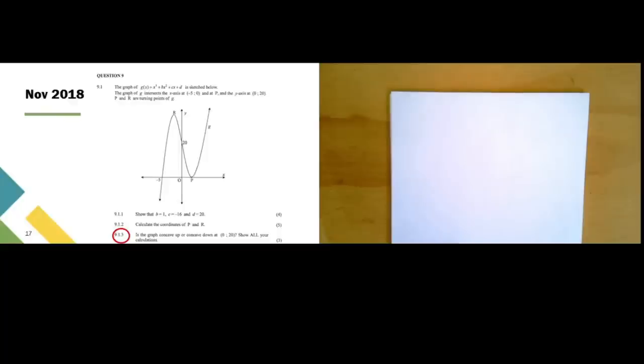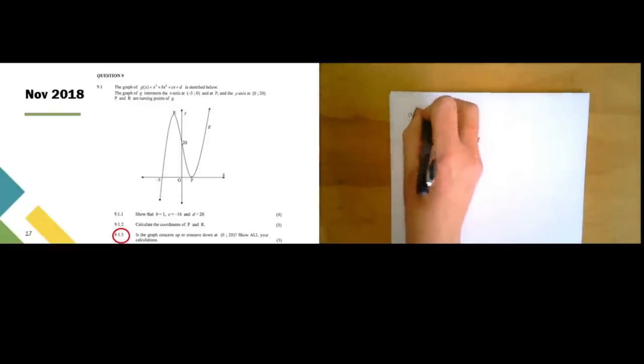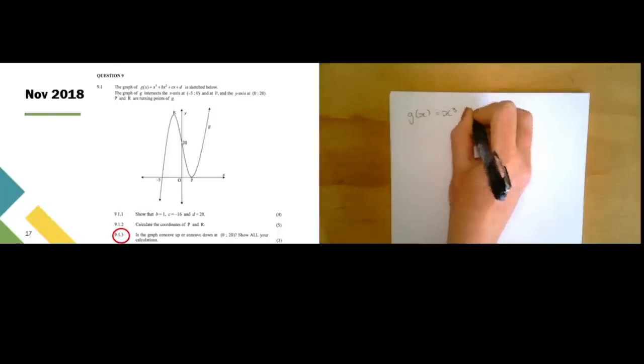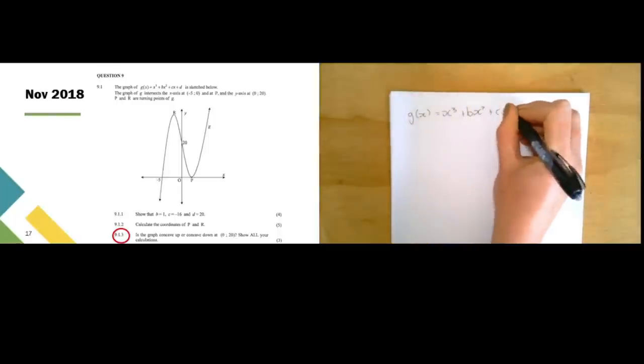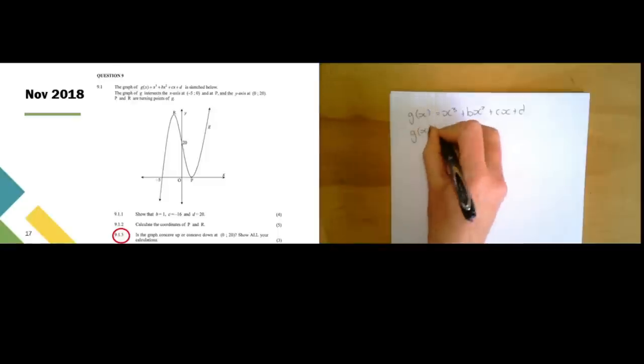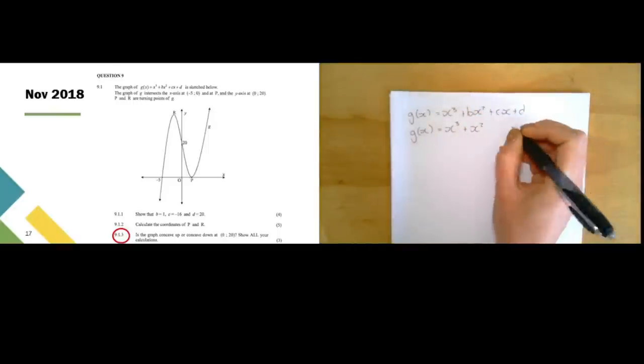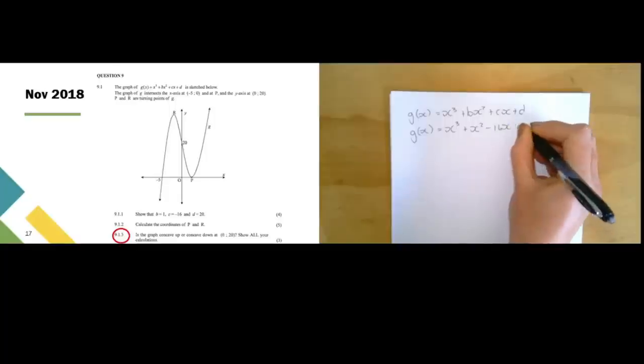They ask me, is the graph concave up or concave down at (0; 20)? So we've now got to show them whether this graph is concave up or concave down. Show all your calculations. Once again, let's go see what they've given us that we can use. They've given me g(x) is x to the power of 3 plus bx squared plus cx plus d. And we haven't done question 9.1.1 in this video, but they have said show that b is 1, c is negative 16, and d is 20, which means I can use it in the next questions. So I know it's x to the power of 3 plus x squared minus 16x plus 20.